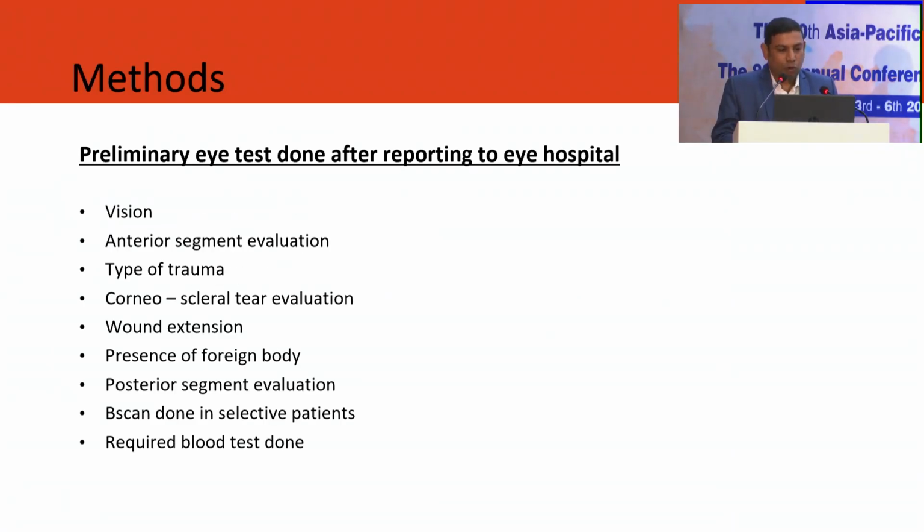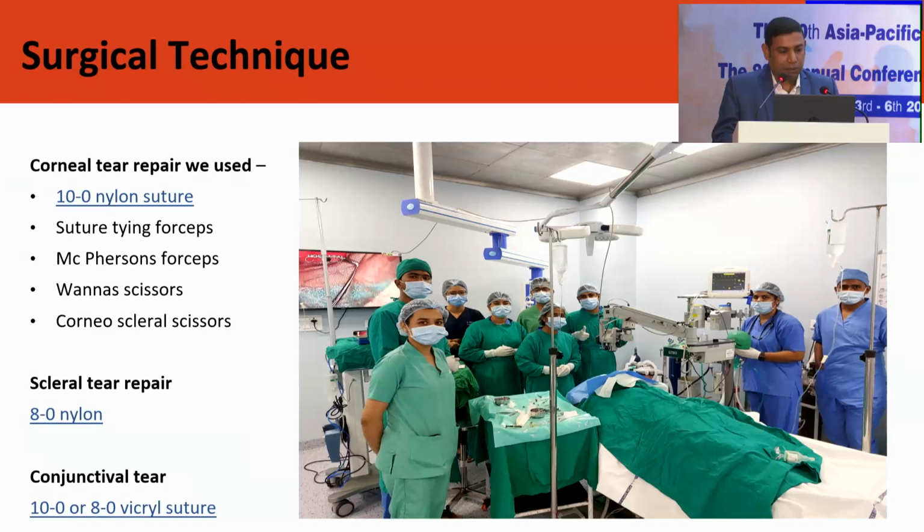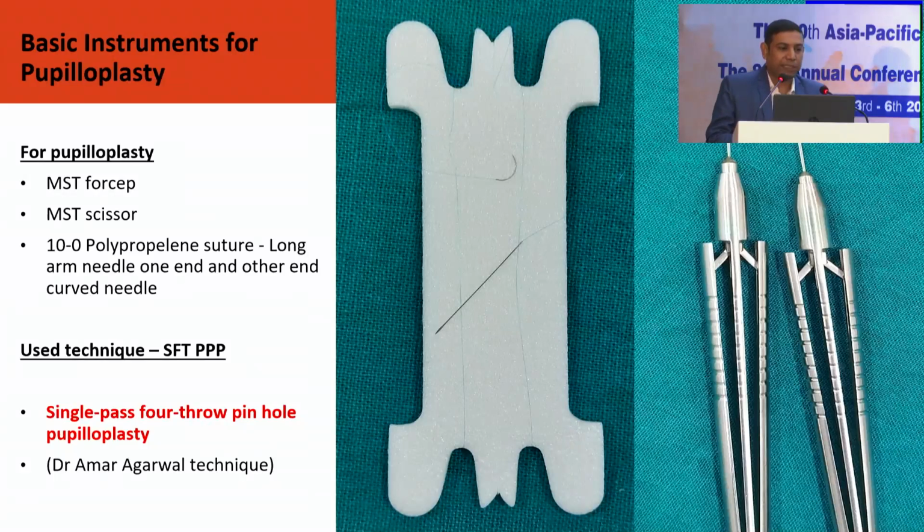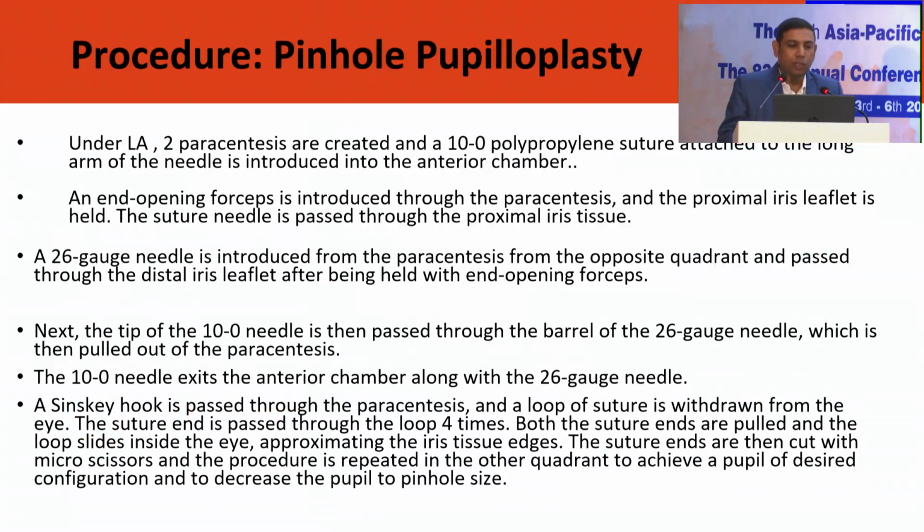So we have done all the tests and posted them for surgery. These are the corneal tear repair, scleral tear, and conjunctival tear done. The basic instruments used for pupilloplasty are MST forceps, scissors, and these sutures. The technique used is single pass 4-throw pinhole pupilloplasty. So I will explain the procedure a little bit.